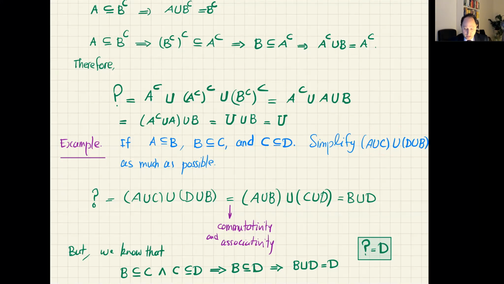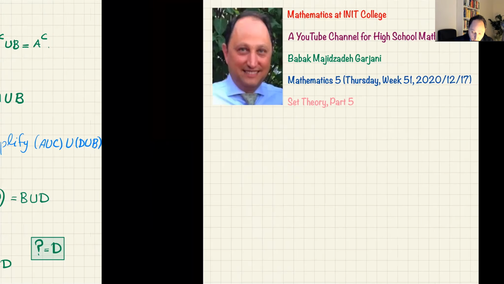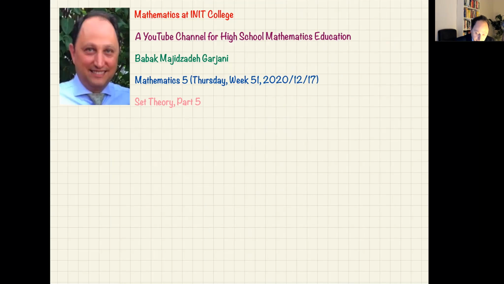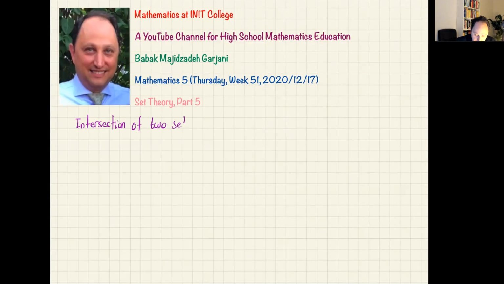Okay, so I think we have a little bit of time. I can at least start another operation. The second operation that we want to talk about between sets is called intersection. Let me write: intersection of two sets. Yes. Okay, so let me write the definition.